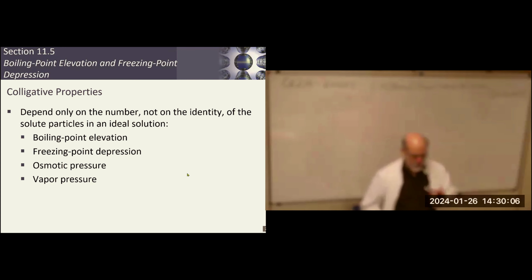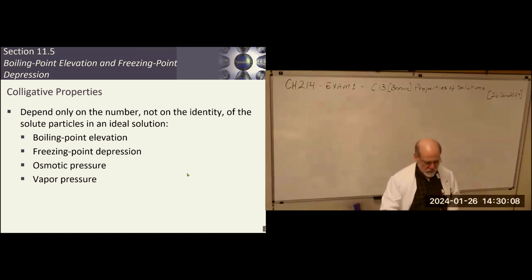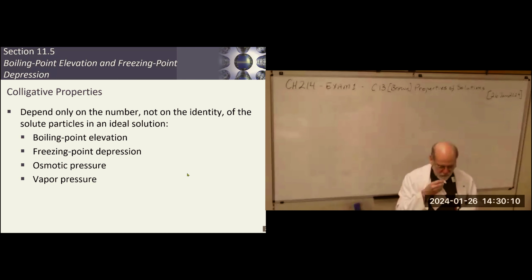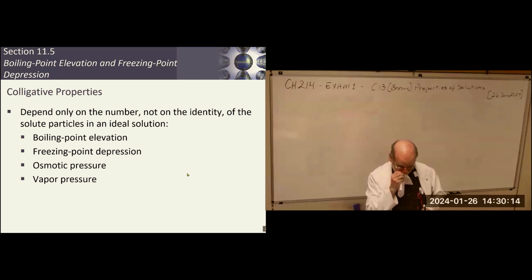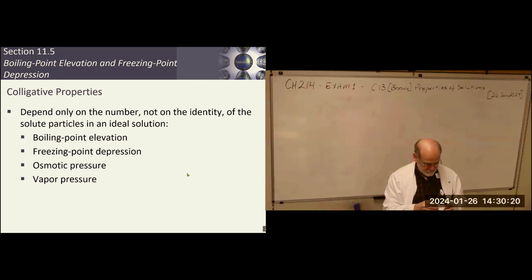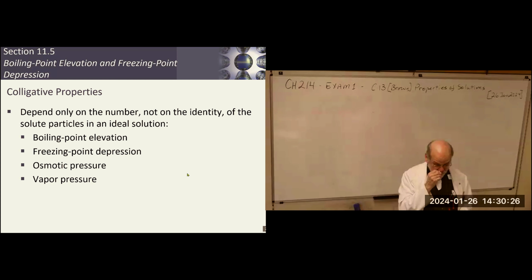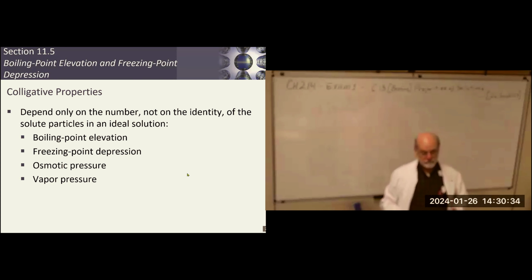So these 4 colligative properties we're going to look at. One is boiling point elevation. As you increase the concentration of the solute, you increase the boiling point of the solution. So when you put salt in your water before you throw the spaghetti in it, that spaghetti is being boiled at a higher temperature than it would be with pure water.